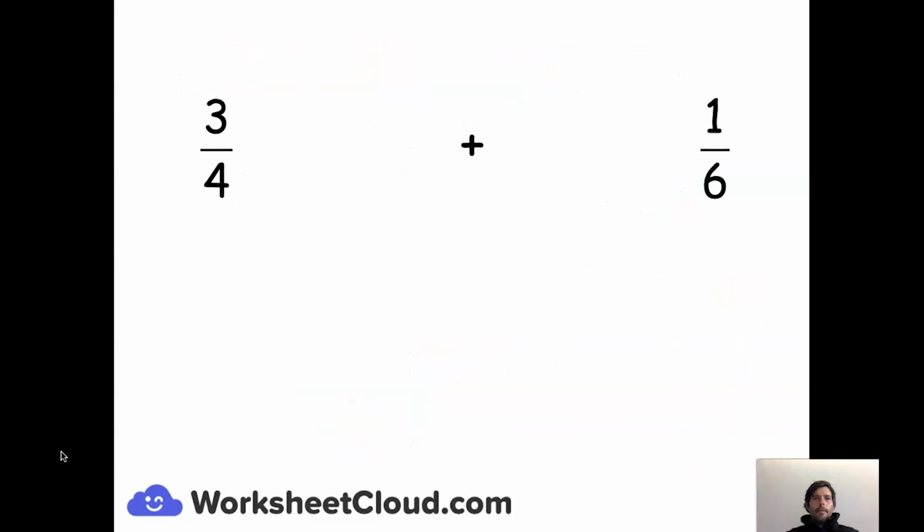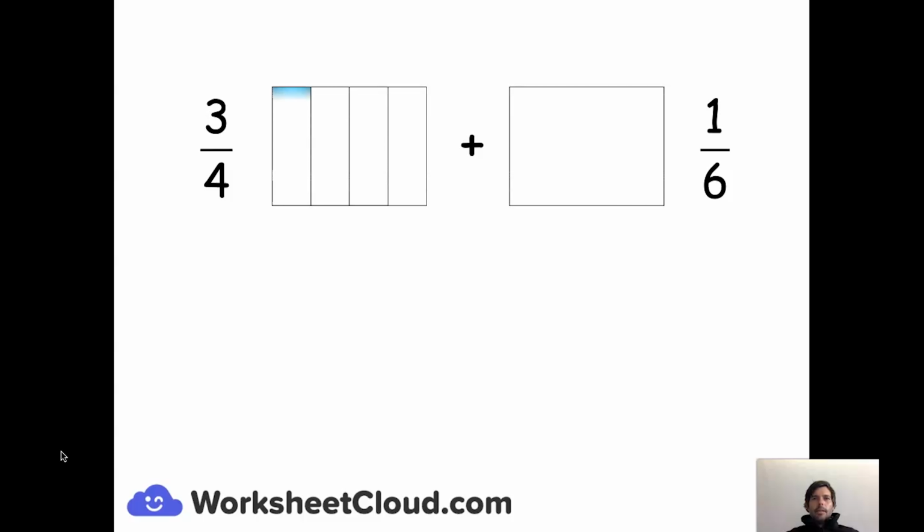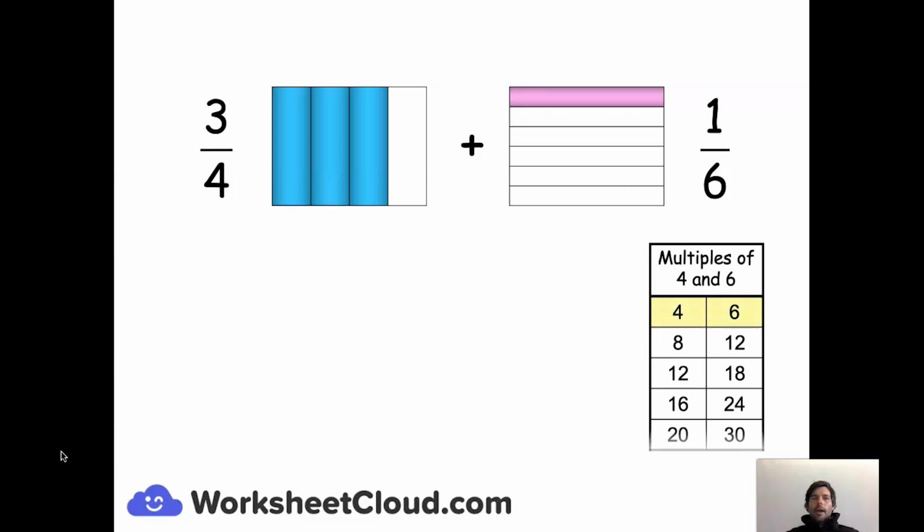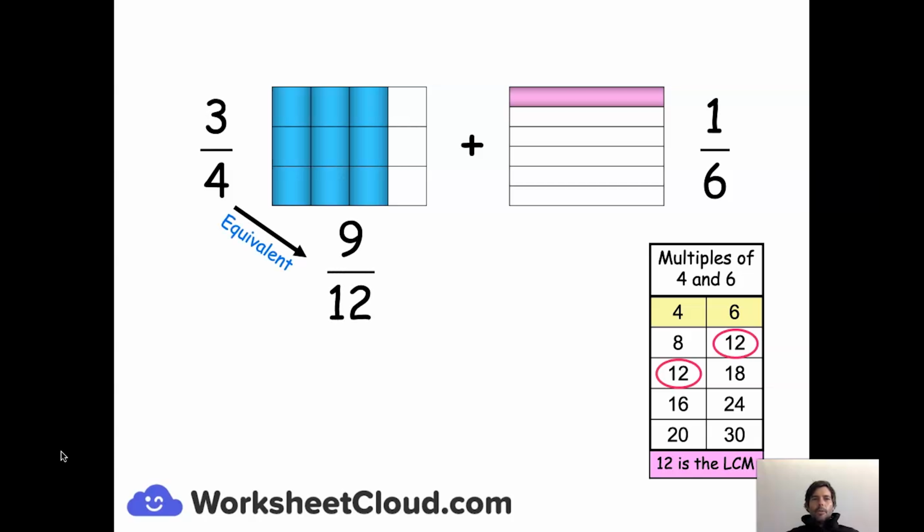Okay, last one, 3/4 plus 1/6. Again, different denominators. Okay, so we represent it as follows. We then write down the times tables of our denominators. We look for the lowest number that occurs in both sets. We know the denominators need to be 12. Okay, so 4 times 3 is 12. I do the same to the numerator. 3 times 3 is 9.